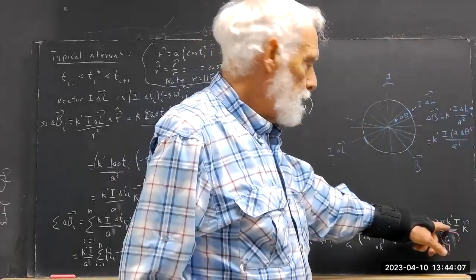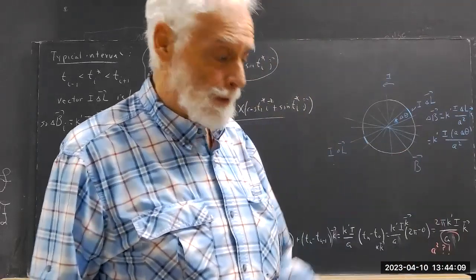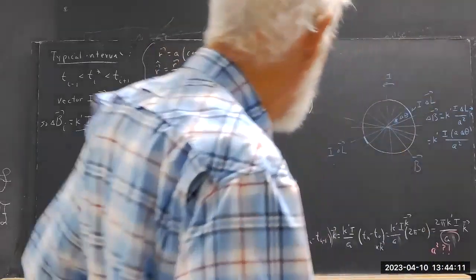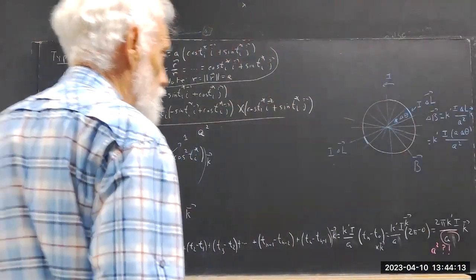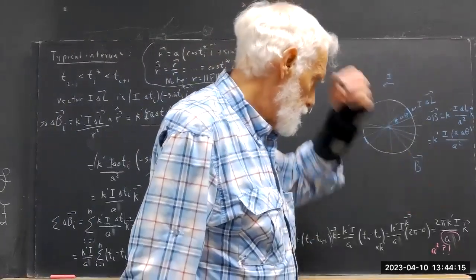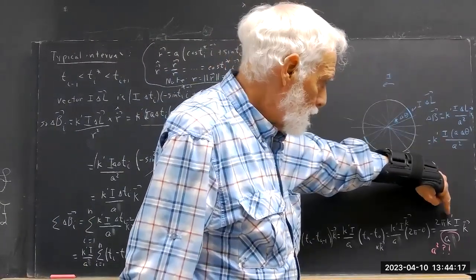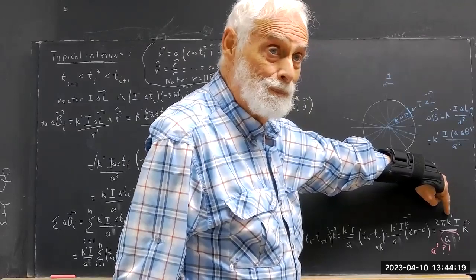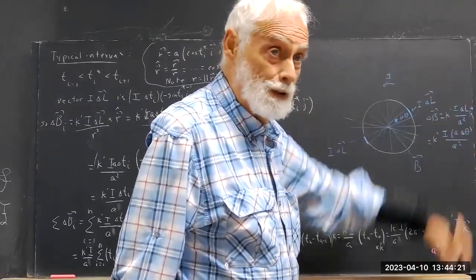So rather, define K prime, that's 10 to the negative 7, in centimeters forever. 10 to the negative 7 is easy to remember. You know, it's just 2 pi times.